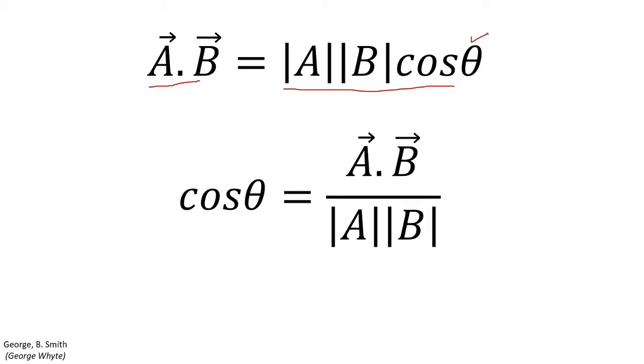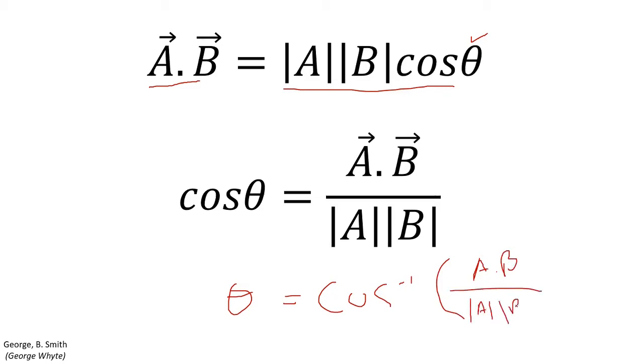If you want to make theta the subject of the formula, all you need to do is this, and then you have this. From this, theta is the cos inverse, or arc cos, of a dot b, all divided by the magnitude of a times the magnitude of b. This is the angle between the two vectors, and that's what we are going to use. So let's see some simple examples.